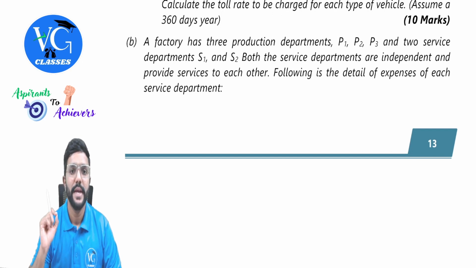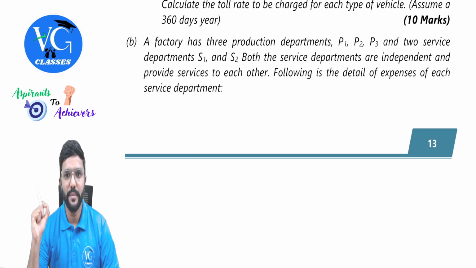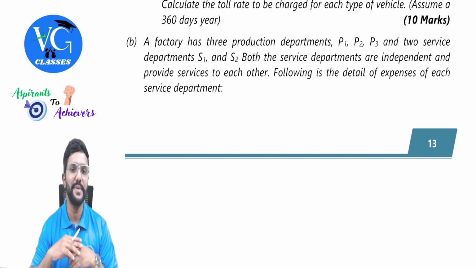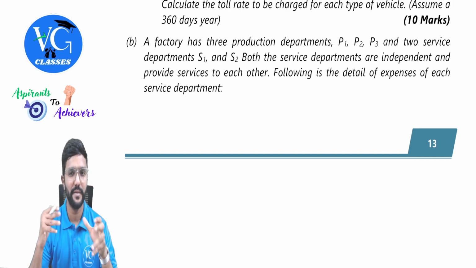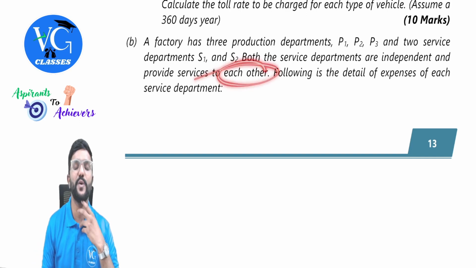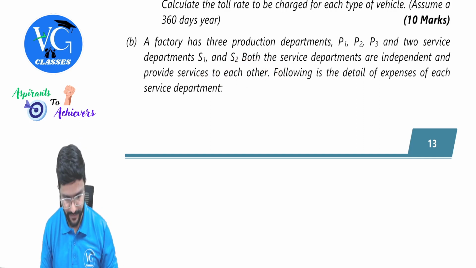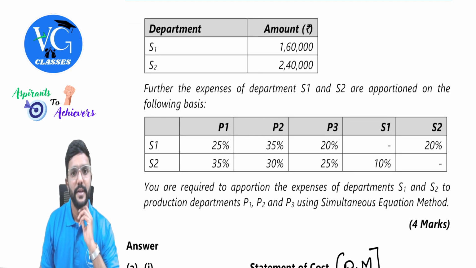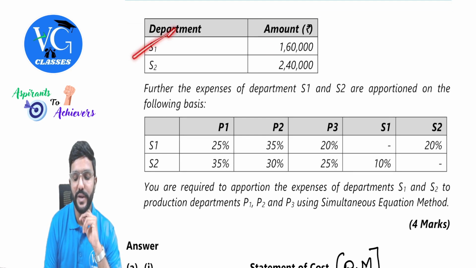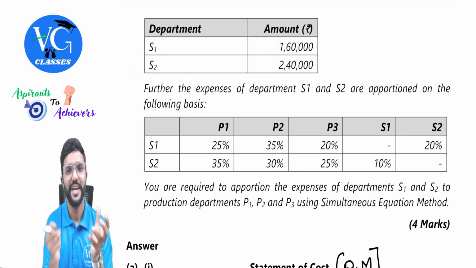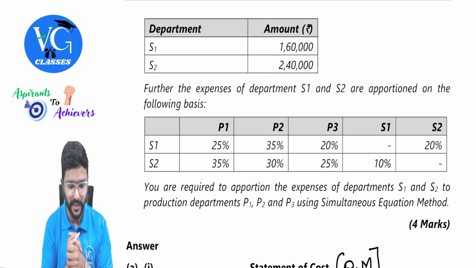Next, B. A factory has 3 production departments P1, P2, P3 and 2 service departments S1 and S2. Both the service departments are interdependent and provide services to each other. Following is the detail of expenses of service departments. Guys, service departments are giving service to each other, means can we call it reciprocal services? Yes. So we need to use a reciprocal service method. Okay, so they have given S1's cost 1,60,000, S2's cost 240, but this will not be the final cost as they are rendering services to each other. A part of their cost will be reapportioned to each other.